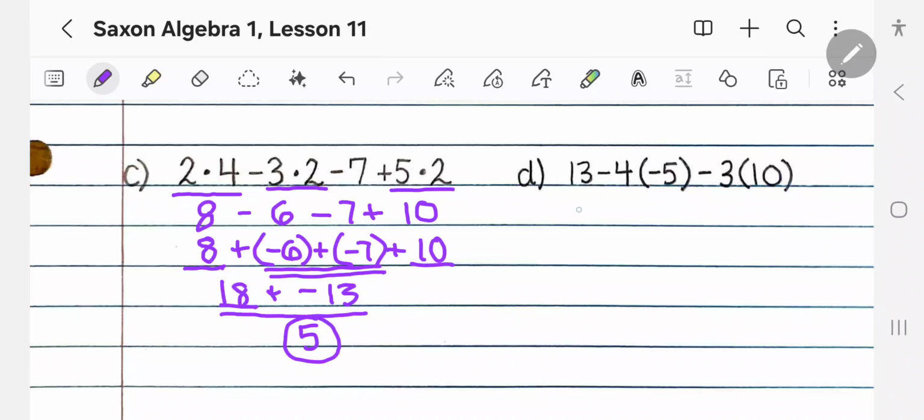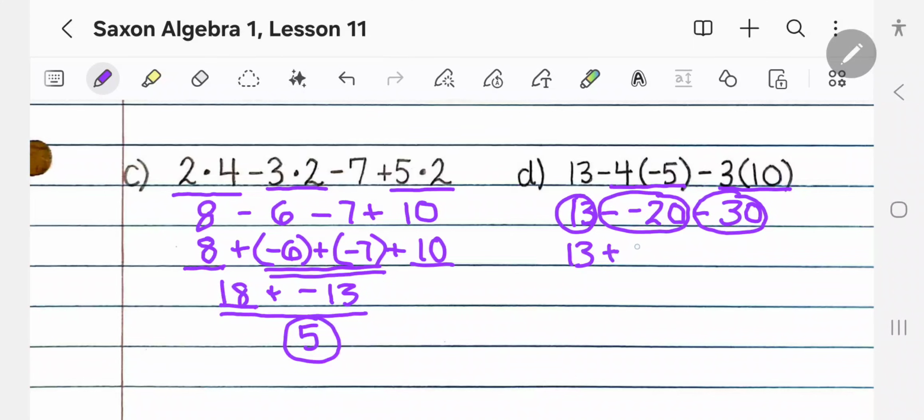D. We're going to copy down the 13, copy down the minus, and I see a multiplication. 4 times 5 is 20, but 4 times negative 5 is negative 20. Then I copy down the minus. 3 times 10 is 30. Now I'm going to go through and I'm going to simplify things. I didn't circle in the last one, but I'm going to circle these because of that double negative. This is as simple as it can be.